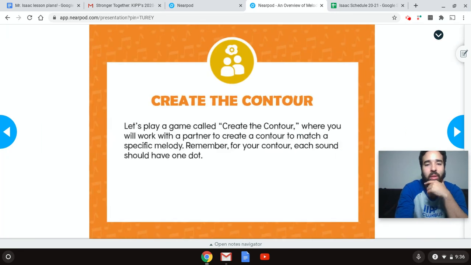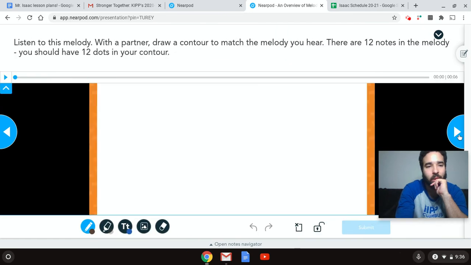I think this is going to be the last game we play. Let's play a game called Create the Contour, where you will work with a partner to create a contour to match a specific melody. Remember, for your contour, each sound should have a dot. Listen to this melody. With a partner, draw a contour to match the melody you hear. There are 12 notes in the melody. You should have 12 dots in your contour.